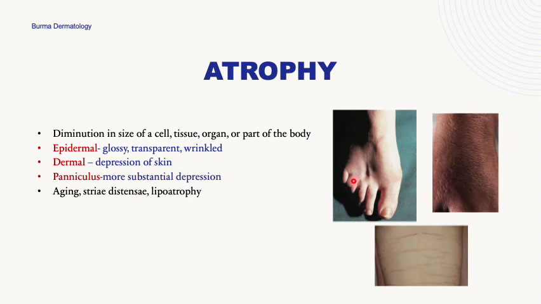And in dermal atrophy, depression of the skin is seen in the striae distensae. Here is the striae distensae in this photo. And in subcutaneous atrophy or lipoatrophy, the skin shows more substantial depression. And in this photo of lipoatrophy, the prominent depression of the skin can be seen.